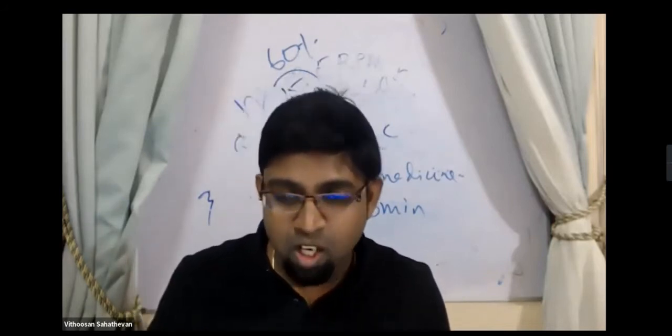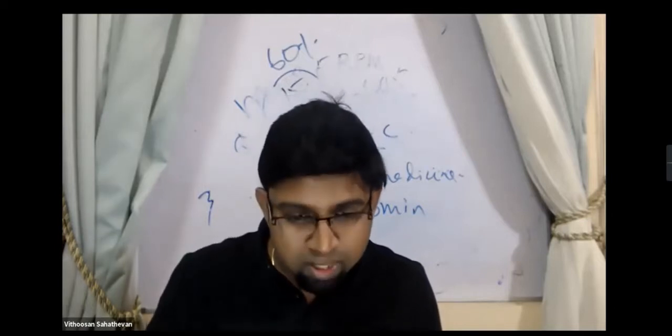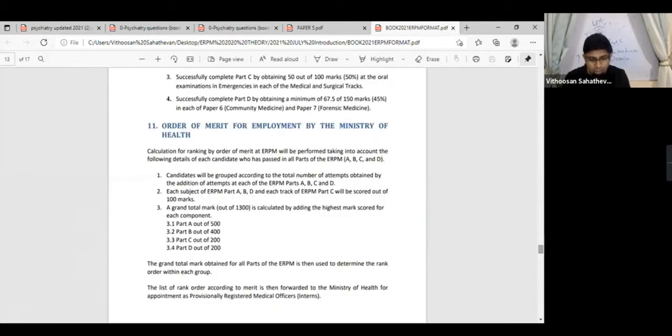For all those things, it's important to have a good merit rank. Got it, guys? Merit rank. So how this merit rank is calculated, I'll just quickly show. This is all calculated, guys. First, they put part A for 500 marks, part B for 400 marks, part C for 200 marks, part D for 200 marks. Part A, 5 subjects, 100 each, 500. Part B, 4 subjects, 100 each, 400. Part C, 2 emergencies, 100 each, 200. Part D, combat forensic, 2 subjects, 100 each, 200. So total 1,300.